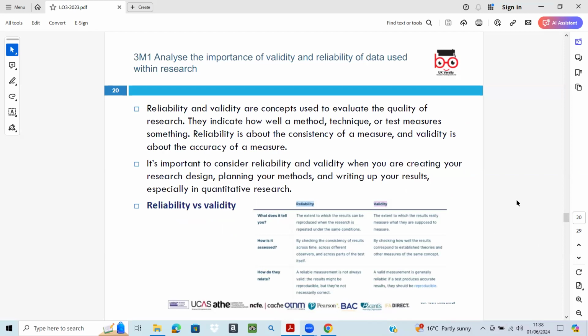Now with this slide, we have to understand reliability and validity. So first we have reliability. Reliability refers to the consistency and stability of a measure. In other words, it assesses whether the same result would be obtained if the measurement were repeated under the same conditions. A reliable measure produces consistent and reproducible results.